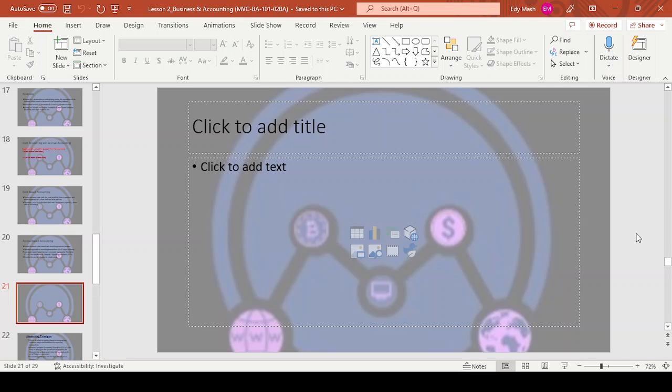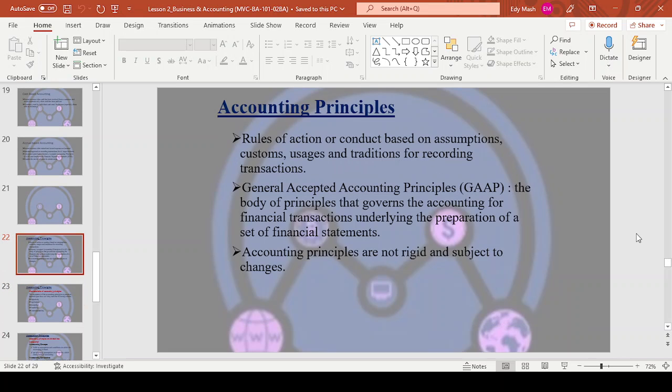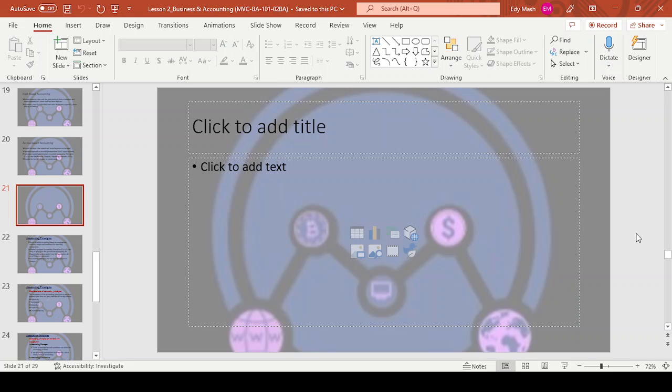All right, so I will now just touch on the accounting principles. I think there's a slide here we need to delete. It just jumped in there.